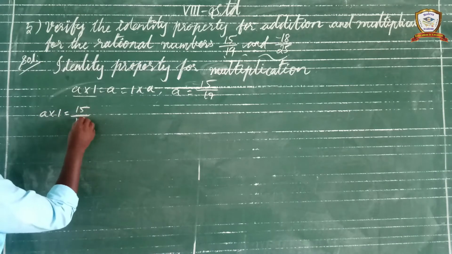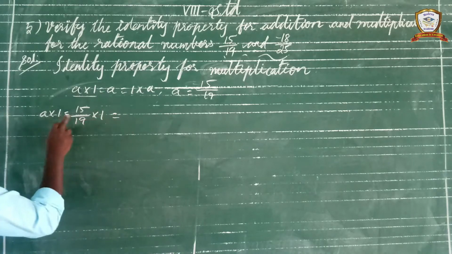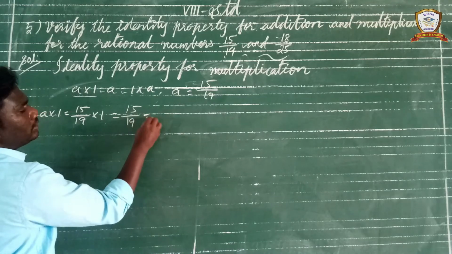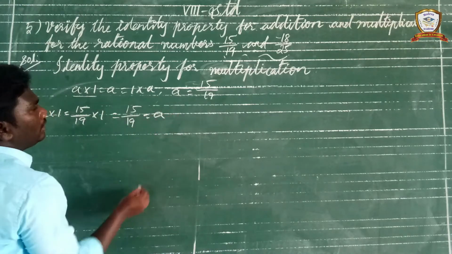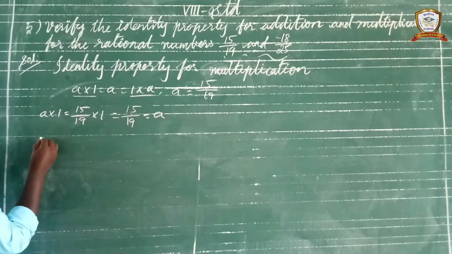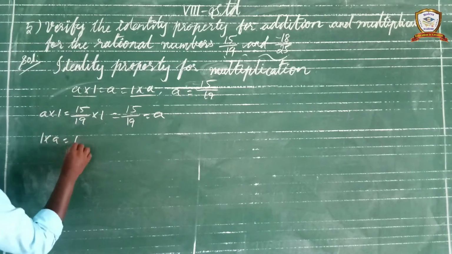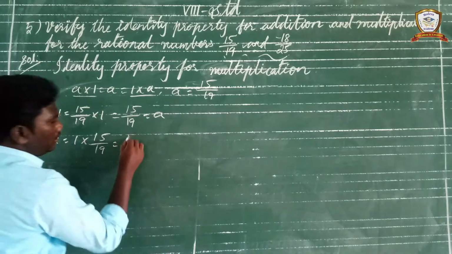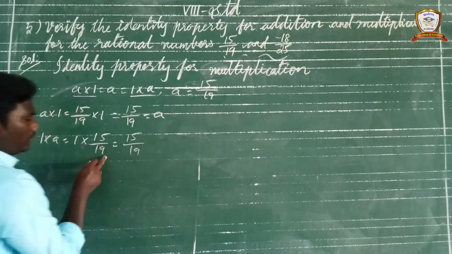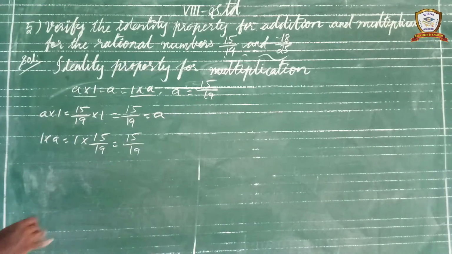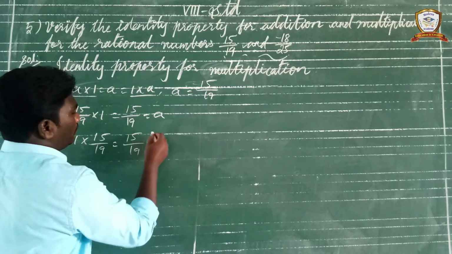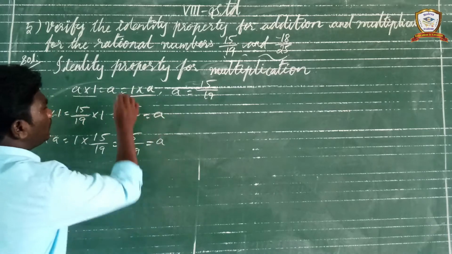15 divided by 19 into 1. Any number multiplied by 1 is that same number only. So here 15 divided by 19. So this one is a. Are you clear? The next, you take right hand side: 1 into a is equal to 1 into 15 divided by 19. What's the answer? 15 divided by 19. 1 times 15 is 15 only. Any number multiplied by 1 is that same number only. So 15 divided by 19 is a. Therefore this one is also equal.